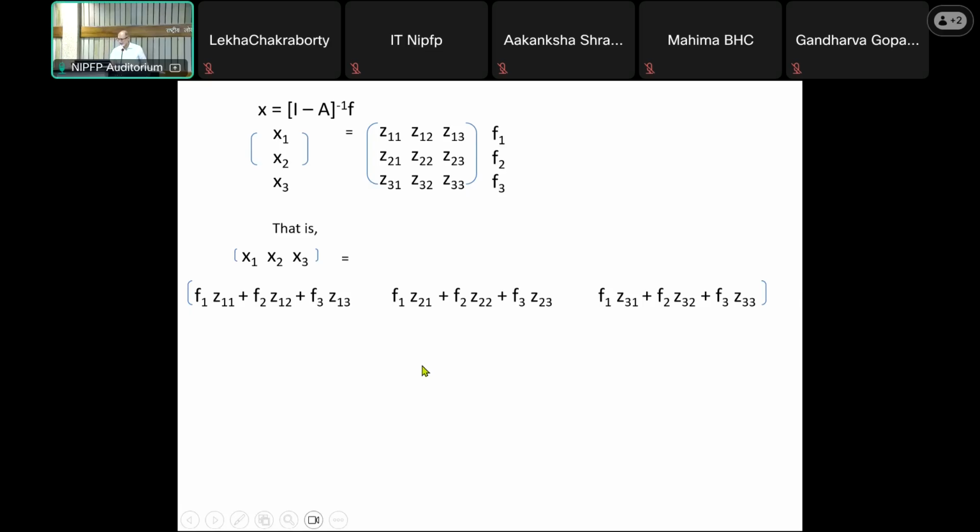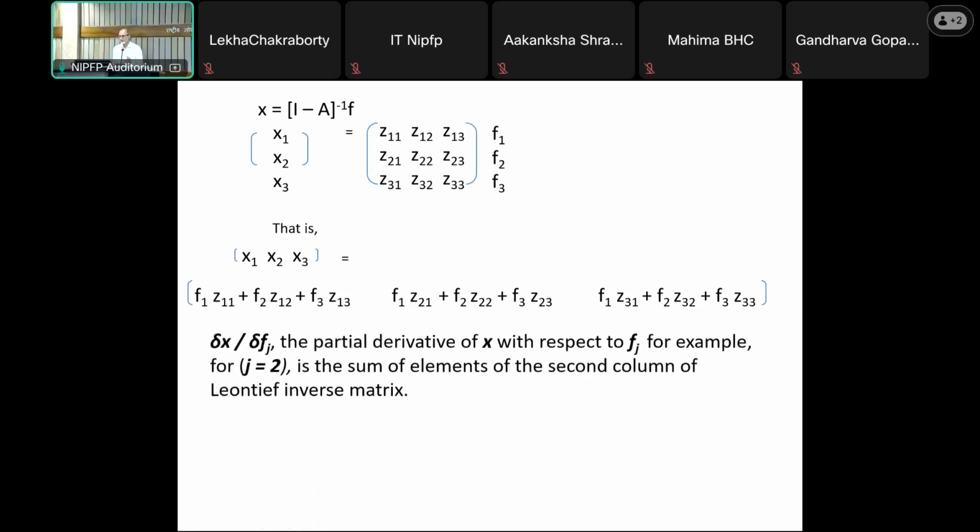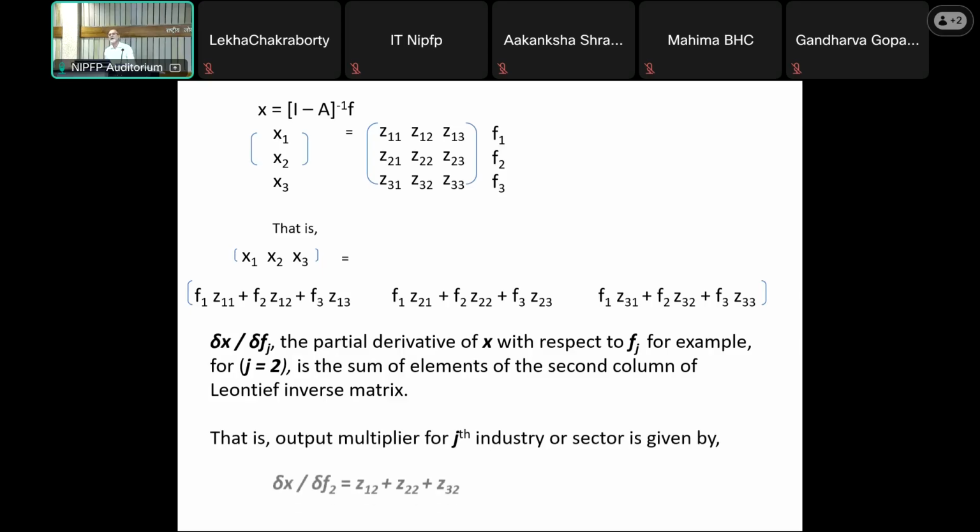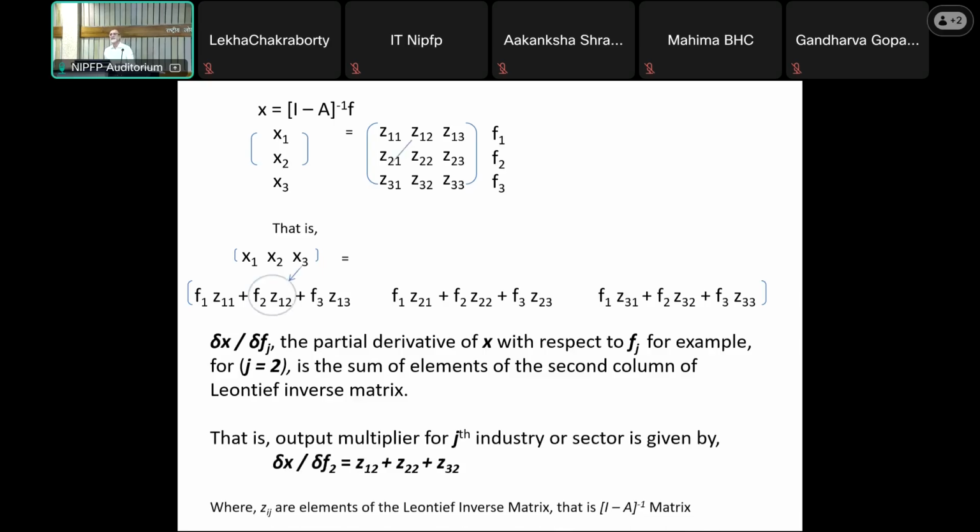So what is del X by del Fj? Suppose J is 2, the partial derivative of X with respect to final use of industry 2 is the sum of elements of the second column of the Leontief inverse matrix. How does this come? The output multiplier will be given by Z12 plus Z22 plus Z32. That is the output multiplier for that industry sector. How is that coming? This is shown here.